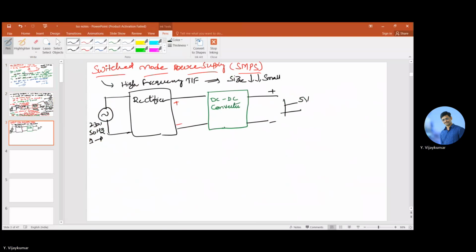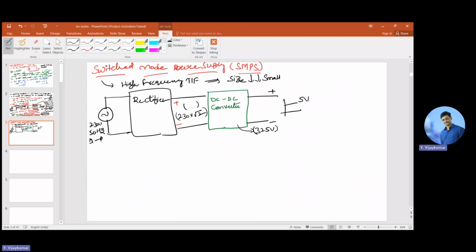Okay. Now here, where is the part of the isolation here? Now come to the picture here. If you take the input as 230 volts, what is the voltage here at this point after the rectifier? So it would be 230 times root 2. If we take the maximum value here, because of the DC, the average value can also be called. So here, the peak value we are going to get at this DC converter is around 325 volts.